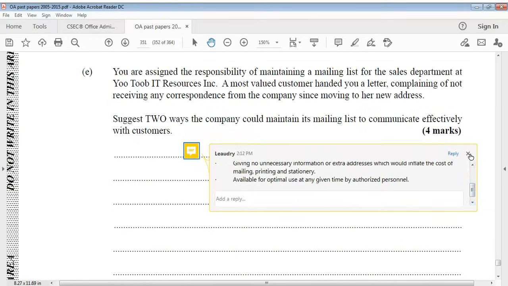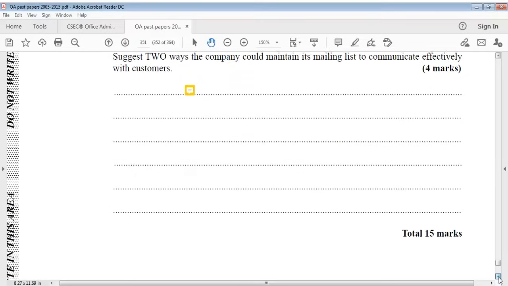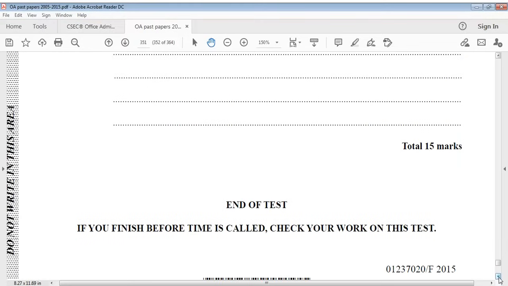Okay, let's move on. So that's it. We've come to the end of the May-June 2015 CSEC Office Administration papers.